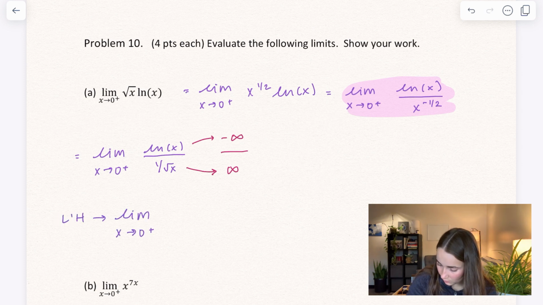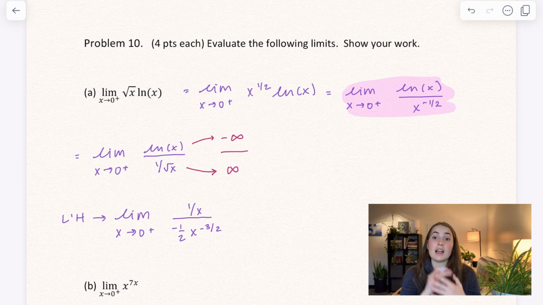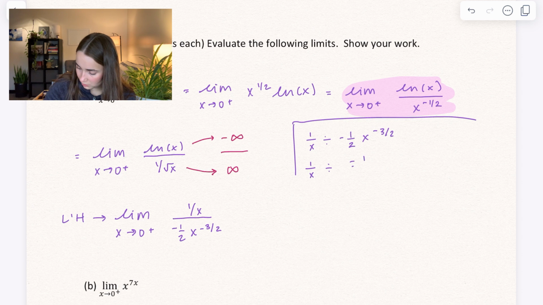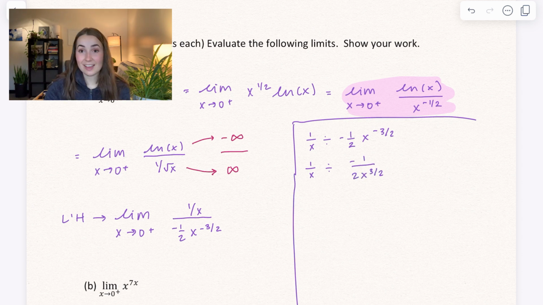So in the numerator, we get 1 over x. In the denominator, we get negative 1/2 x to the negative 3/2. So lots of fraction action going on. Let's go over here and try to simplify that out. So we have 1 over x divided by negative 1/2 x to the negative 3/2. I'm going to rewrite that as 1 over x divided by negative 1 over 2x to the 3/2. This tells us that we get to multiply it by the reciprocal. So we get 2x to the power of 3/2 divided by negative 1.